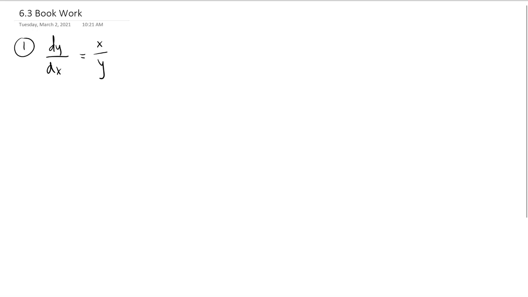Question 1 asks us to find a general solution of this differential equation. Alright, so we've got some dy's and dx's going on over here, and then our x's and y's over there. So our first goal is we want to get x stuff all on one side and y stuff all on one side. So I'm going to multiply both sides by y.